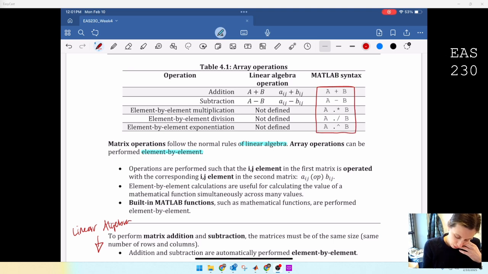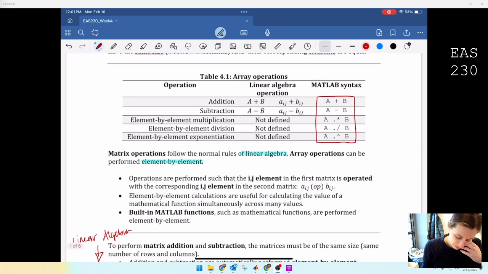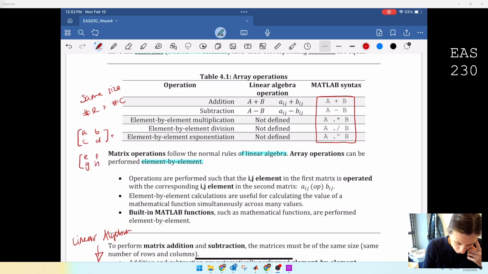Note, element by element operations can only be performed if matrices are the same size, meaning you have the same number of rows and the same number of columns. Okay, but if I want to add two matrices together, I'm just going to take all the elements in matrix A and add them to the corresponding element in matrix B. So if I have a matrix A, B, C, D plus E, F, G, H, I can say, okay, it's A plus E, B plus F, C plus G, and D plus H.